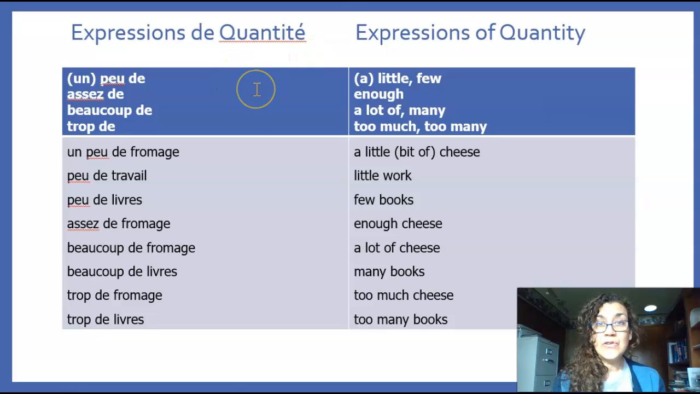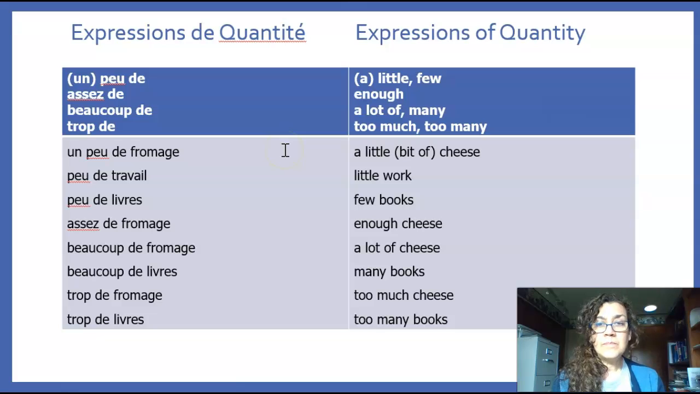Okay, assez de means enough. Beaucoup de means a lot of or many. And trop de means too much or too many. Okay, so when you use these with nouns, which is most of the time, you need the word de, just like with combien de.